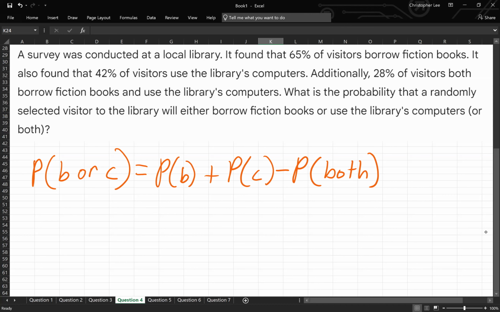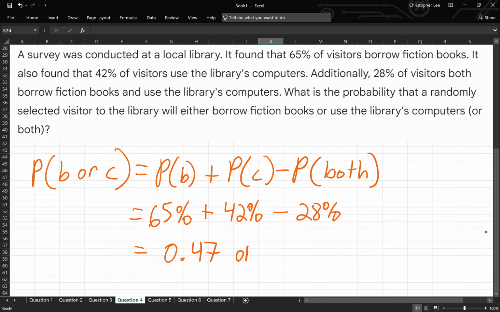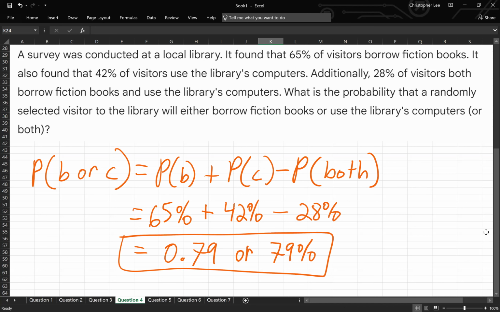So 65% are the books, plus 42% use the computer, minus 28% use both. 0.47. I like that. Or if you want to tell me 79%, I'll take that. Anyone?